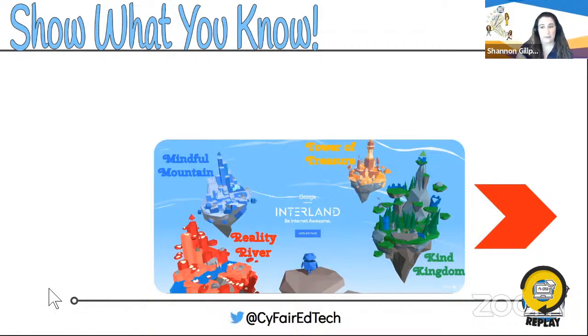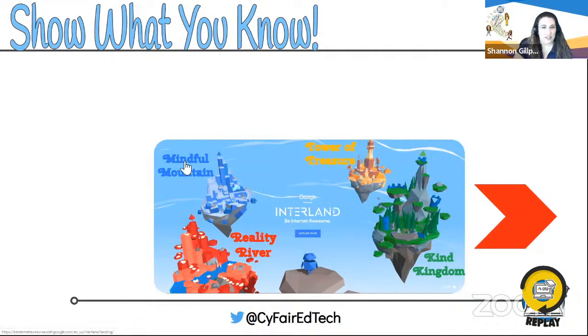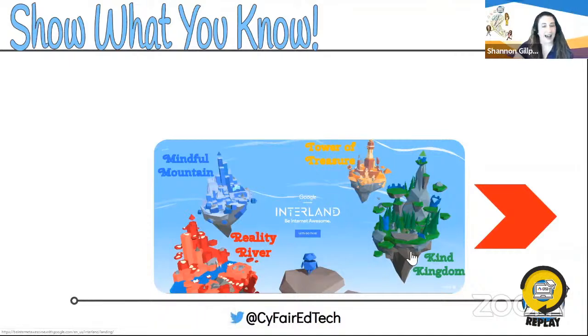So the game is called Interland, and you're going to travel to these four different lands: Mindful Mountain, which is all about sharing and being smart; Reality River, which is about don't fall for fake; Tower of Treasure, keeping your secrets secure; and Kind Kingdom, which is choosing to be kind.